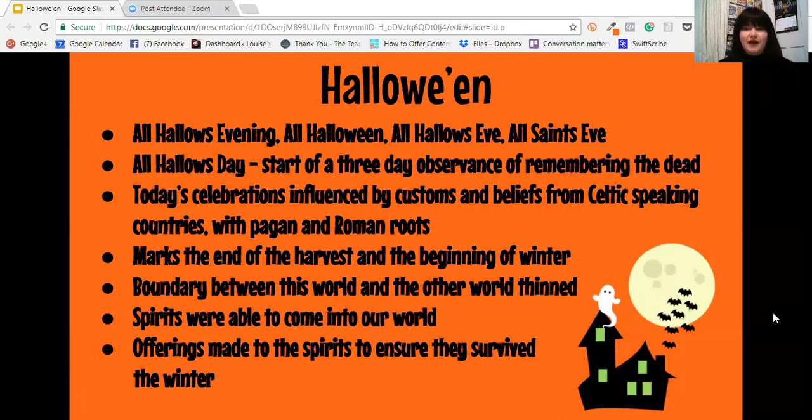So candles were very important, and offerings of favorite foods that perhaps their loved one had when they were still alive, things like that. And all of those have translated into some of the traditions that we have nowadays for Halloween. So particularly things like candles still play an important part, and certain foods still play an important part. And we will look at that in day 2 and in day 3 as well. So that's a little history of why we have Halloween.